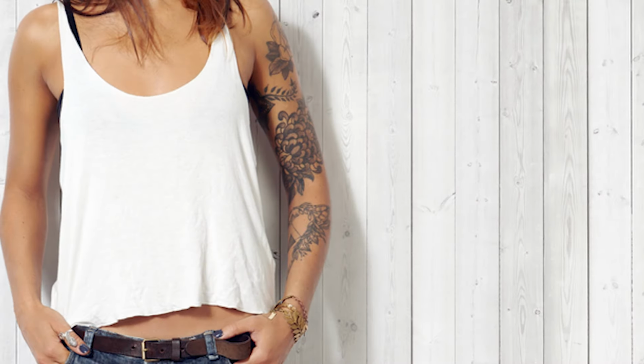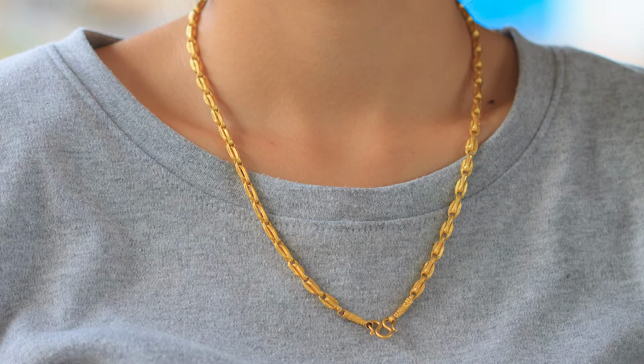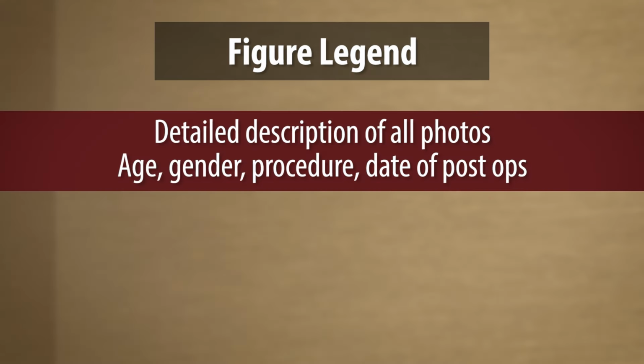There's a few other elements that are required for papers to be published in ASJ. If a patient is recognizable in any way, not only a facial photo or a photo of someone's eyes, we're going to need a signed consent form, and that includes if a patient has recognizable tattoos, if he or she is wearing jewelry that could be recognized, birthmarks, anything like that. The figure legend, we need a detailed description of all the photos, not just pre-post photos, also inter-op, the patient's age, gender, the procedure he or she underwent, and then also the follow-up time, when were the post-ops taken. All that info needs to be in the figure legend.